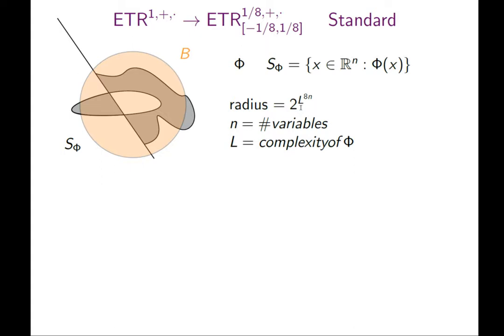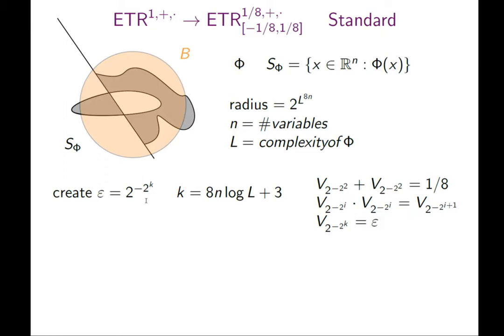There are these bounds of 2 to the L times 8n to the 8n, so double exponential, where n is the number of variables of phi, and L is the complexity of phi. Here's the typo. Complexity of phi means the number of symbols used to describe phi. That's it. And what we do is we create a very small number, which is kind of the inverse of that radius.